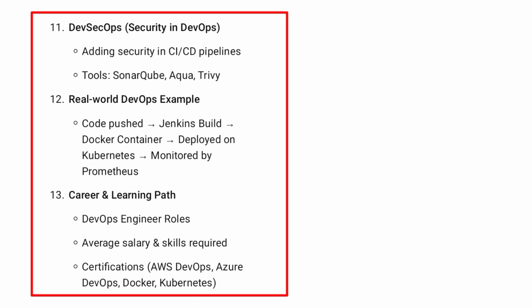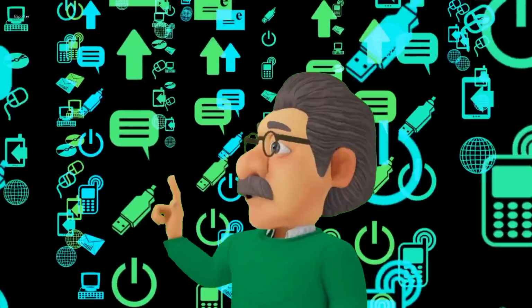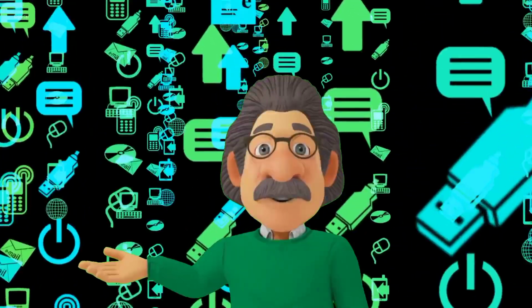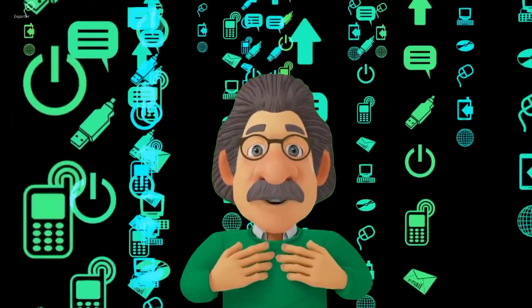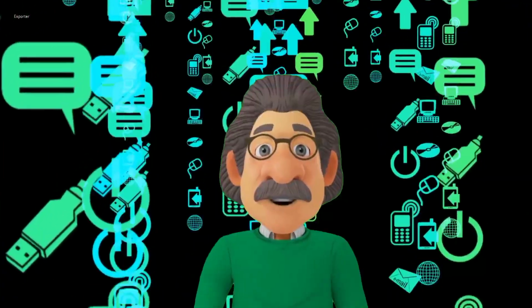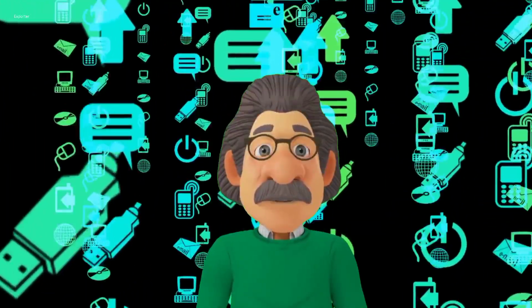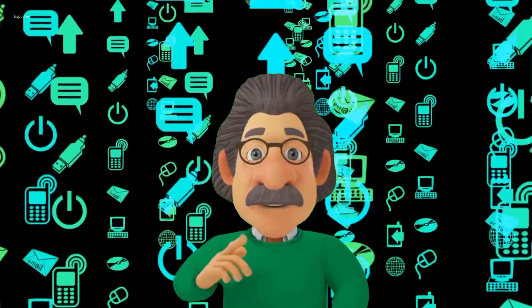13. Career and learning path. DevOps engineer roles. Average salary and skills required. Certifications: AWS DevOps, Azure DevOps, Docker, Kubernetes. DevOps is not just a technology, it's a culture that helps teams work faster and smarter. If you want to become a DevOps engineer, start learning these tools one by one and practice building small pipelines.